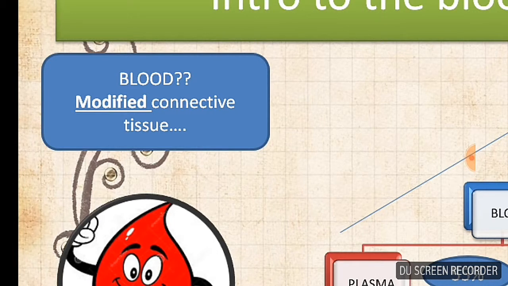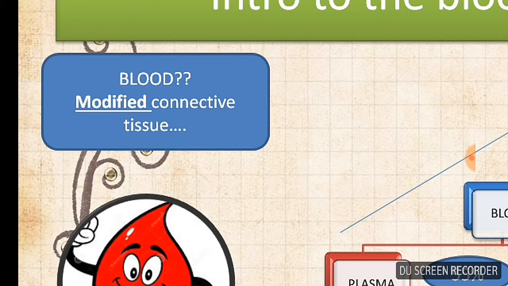And then the second difference is that some of its cells have close affinities to the cells in the other connective tissues. That is, the cellular elements present in the blood have some closer affinities to, that is, they resemble, the cells that are present in the other connective tissues. That is why whenever we are asked what is blood, we need to say it is a modified connective tissue but not just a connective tissue, right?